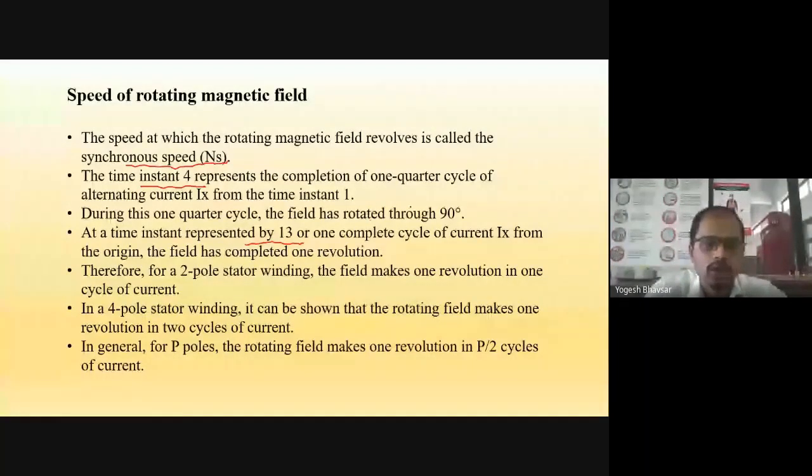And in the previous case, we have seen only one quarter cycle of rotation for the alternating current Ix. Again, we have considered 2-pole stator winding. So for one revolution, it will require 1 cycle of current.